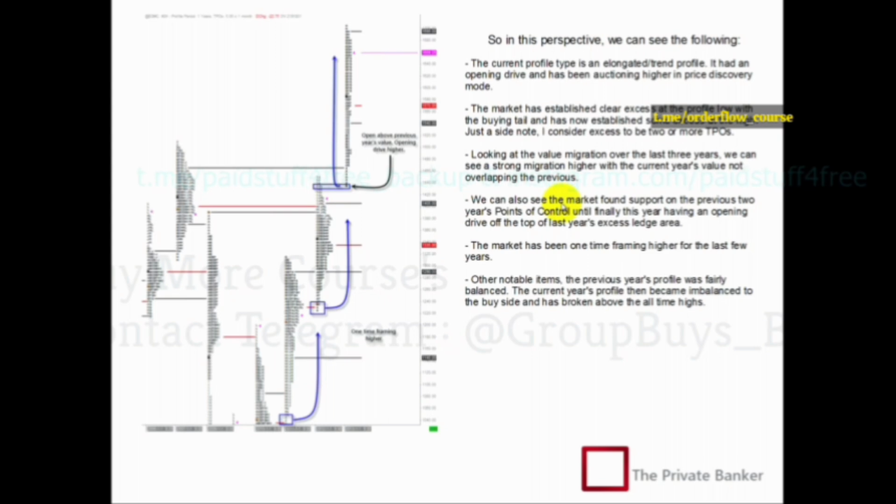So the next piece is looking at the value migration over the last 3 years. We can see a strong migration higher with the current year's value not overlapping the previous. So very major dislocation there. I mean, it is questionable to say that the market has even found value yet, but we can see that it's far higher than where we were previously from a somewhat balanced type profile. Very important piece of information.